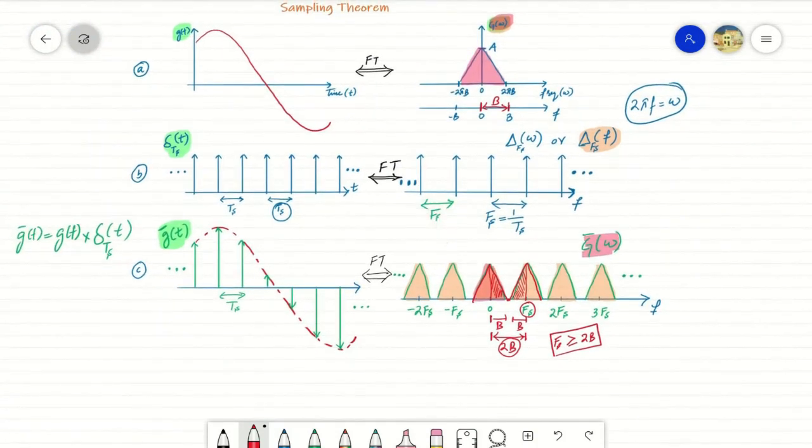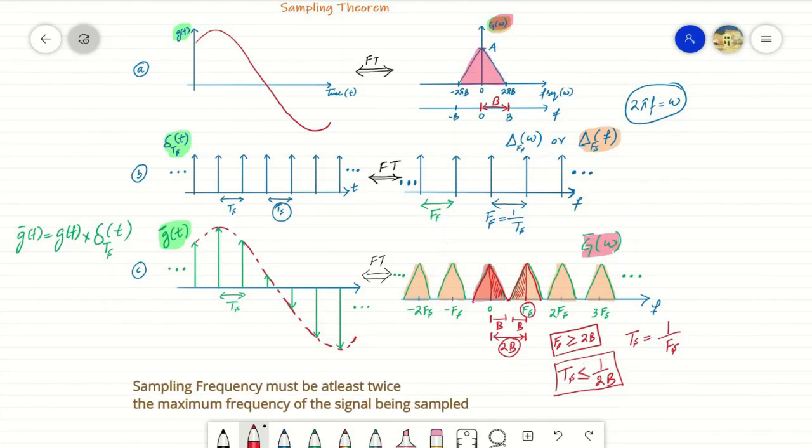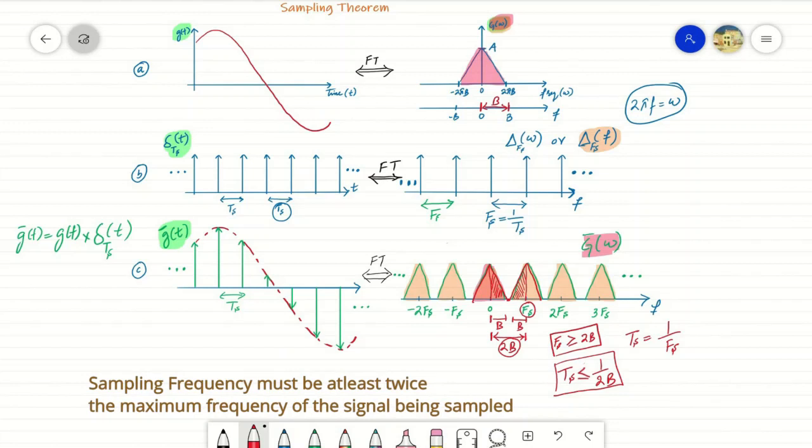As we are aware that Ts, the separation span between two consecutive impulses in the sampled signal, is equal to 1 over Fs, we can draw this conclusion that Ts must be less than or equal to 1 over 2B, where B is the bandwidth of the given continuous signal. As the signal under consideration here is a baseband signal, its maximum frequency represents its bandwidth, so we can rephrase it as: the sampling frequency must be at least twice the highest frequency of the signal being sampled. So let's re-evaluate this analysis mathematically.